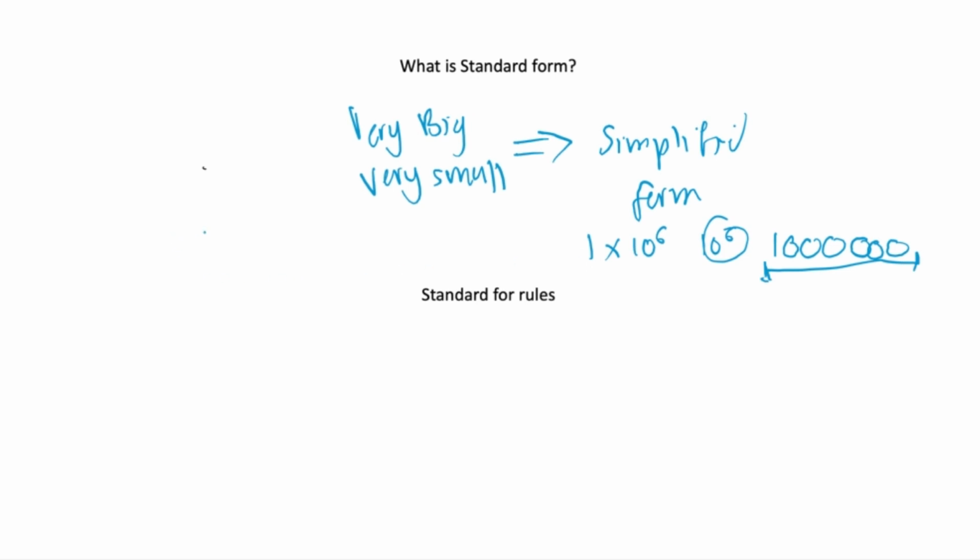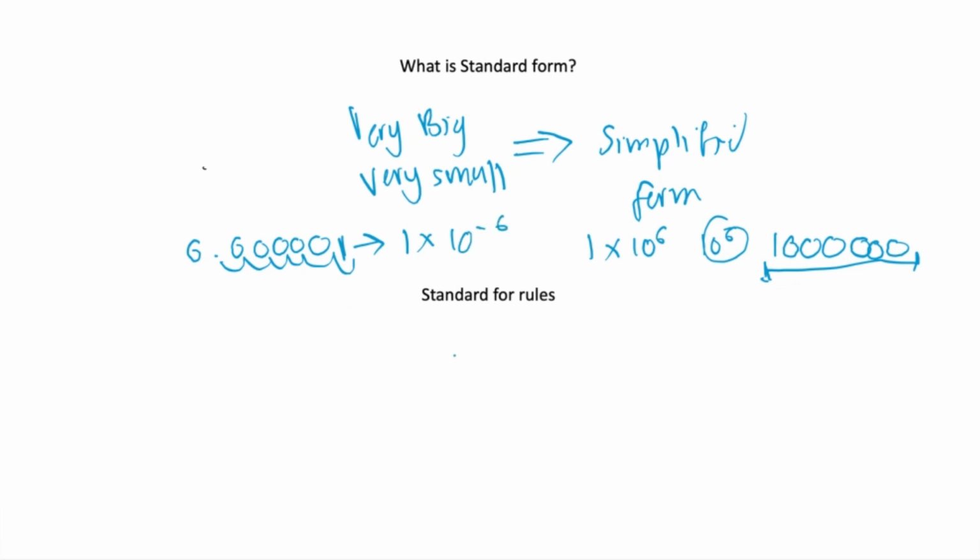Same goes with extremely small numbers. Let's say you had this, for example, 0.000001. This is too long, okay? So if you put it into standard form, it will simplify it so that it's understandable, but you write it in a shorter form. So this would be 1, 2, 3, 4, 5, 6. This would be 1 times 10 to the power of minus 6.